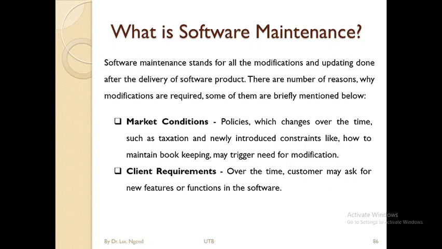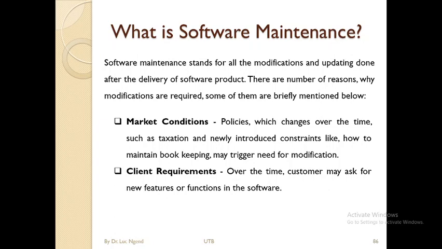Policies can change over time, like taxation policy. For example, the VAT can change from 18% to 21, or from 21 to 25. Then you have to maintain your system. You will stop computing it at 18%, so you have to go in the code and change the formula. So it can be market condition.